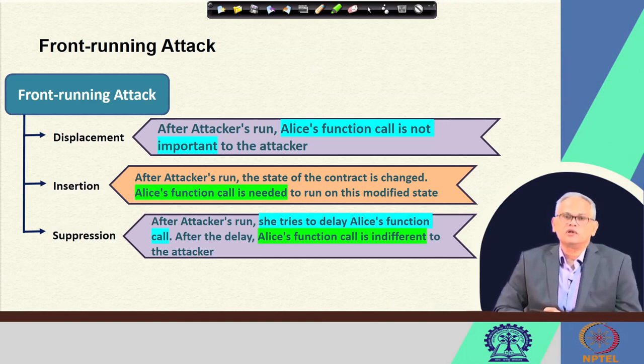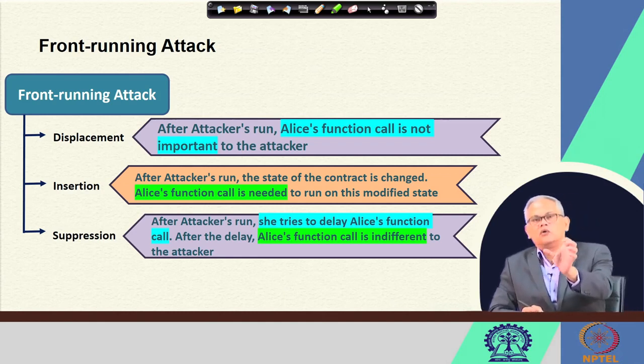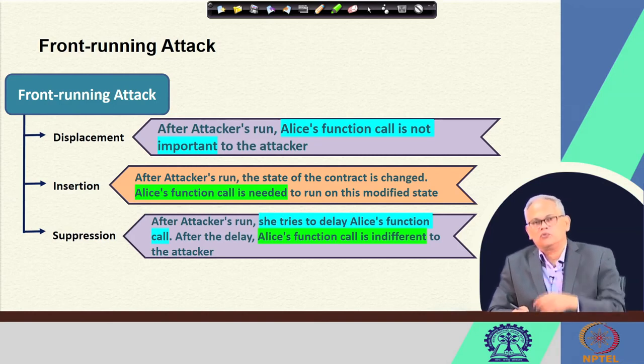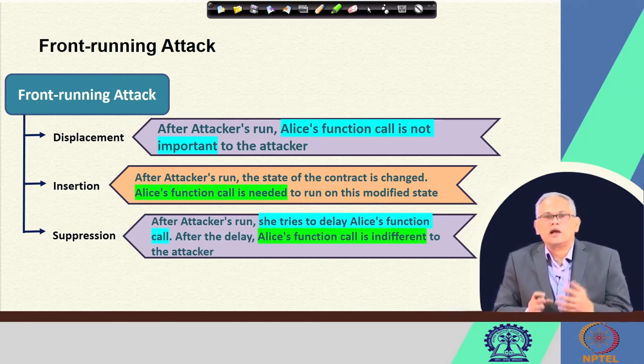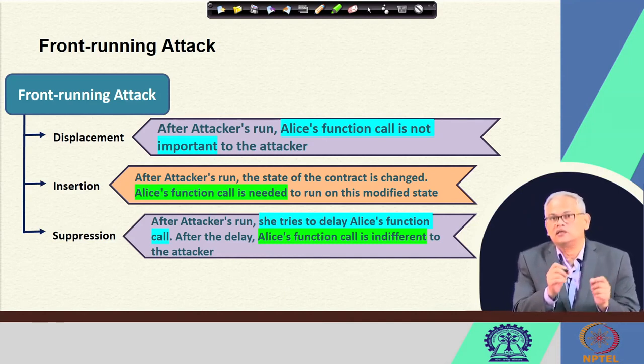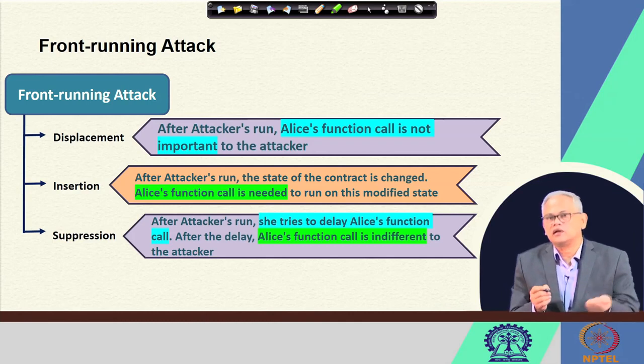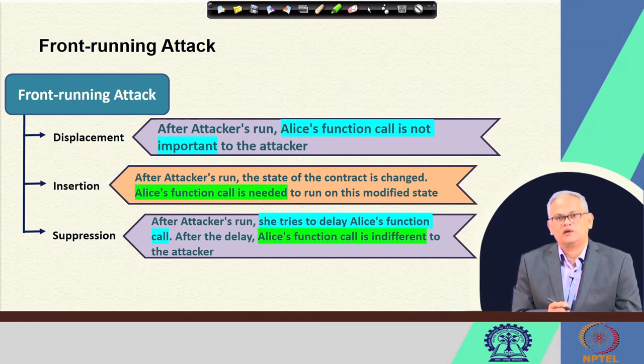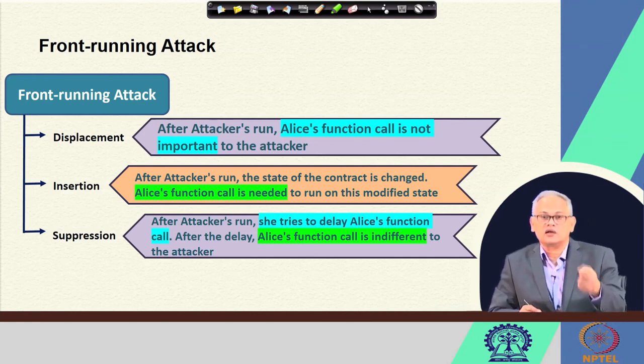A typical example is this: say there is a website which is up for sale and Alice has said that she wants to buy that website, but the attacker gets to know that Alice is going to buy it. The attacker is aware of the transaction. What the attacker does is that instead, the attacker purchases that particular website address.